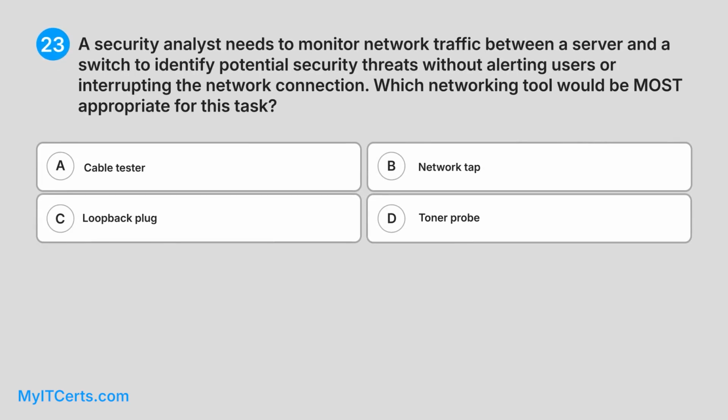23. A security analyst needs to monitor network traffic between a server and a switch to identify potential security threats without alerting users or interrupting the network connection. Which networking tool would be most appropriate for this task? A. Cable tester. B. Network tap. C. Loopback plug. D. Toner probe. Do you know the answer?